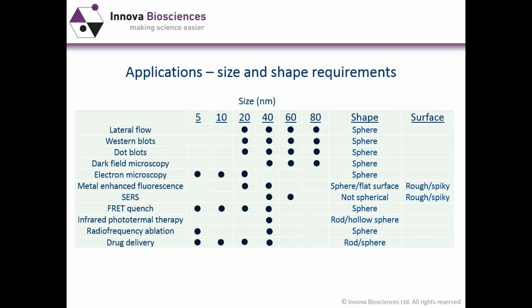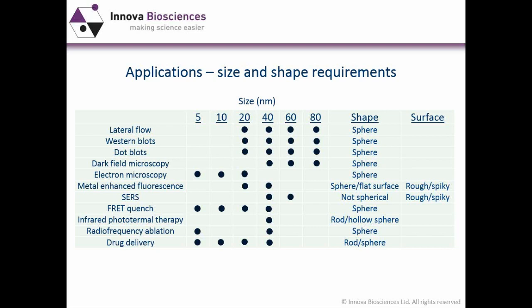So again, not really discussed this today, but there are methods that you can use where you can make gold particles with spikes. And there are other methods for roughening surfaces as well. The SERS technique as well. Yeah, I think this one you definitely don't want a spherical particle. Very much greater enhancements if you have a rough surface.